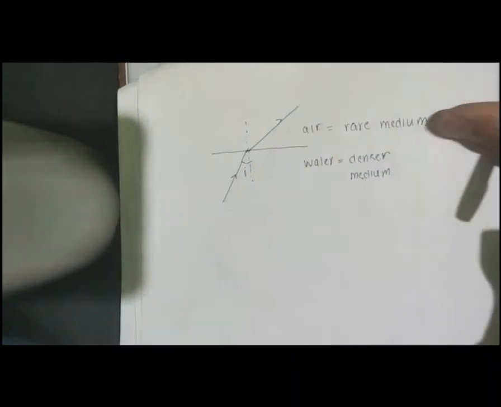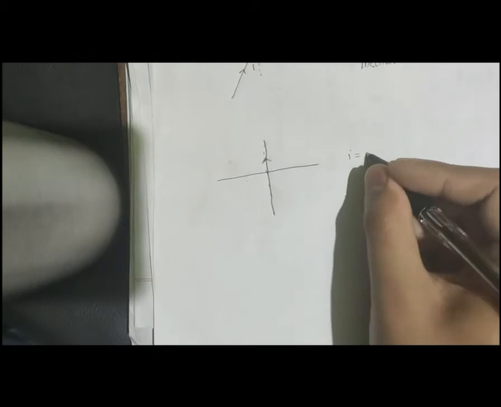Now the other one is that whenever your light is passing along the normal, we don't consider any refraction in this case. In this case, angle of incidence equals angle of refraction equals 0, which is my ideal case. On the basis of these two concepts, we will go to our next topic, which is practical applications of refraction. Okay.